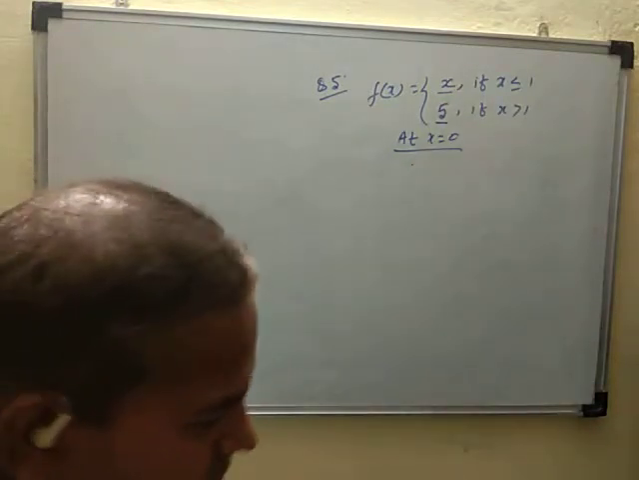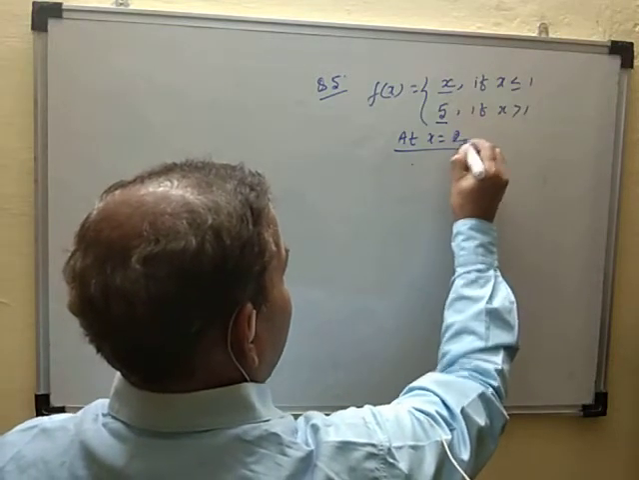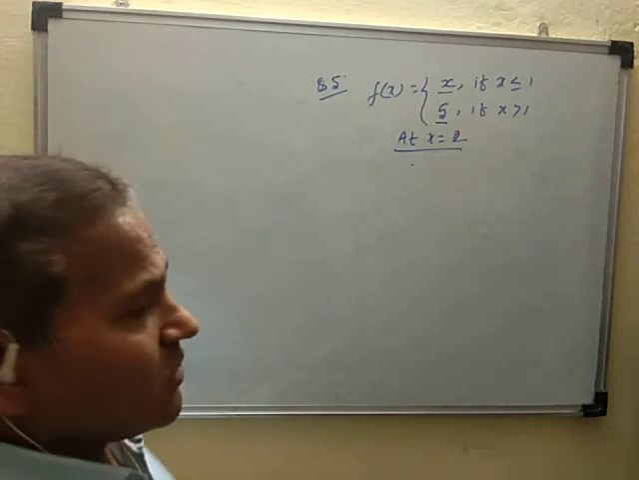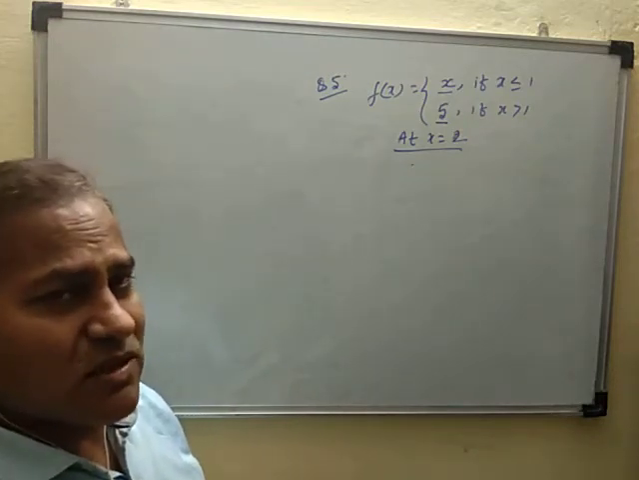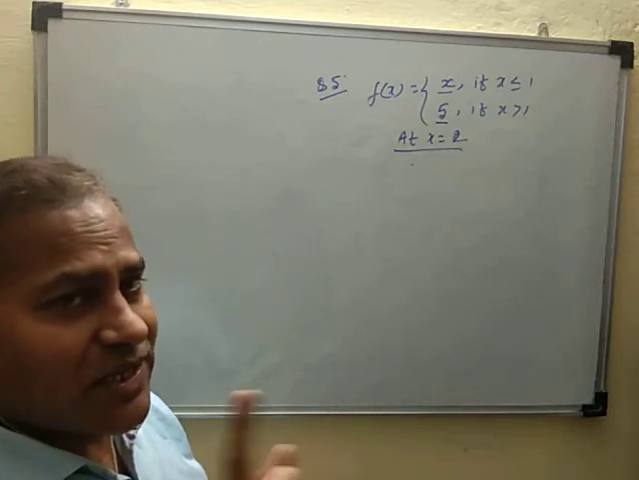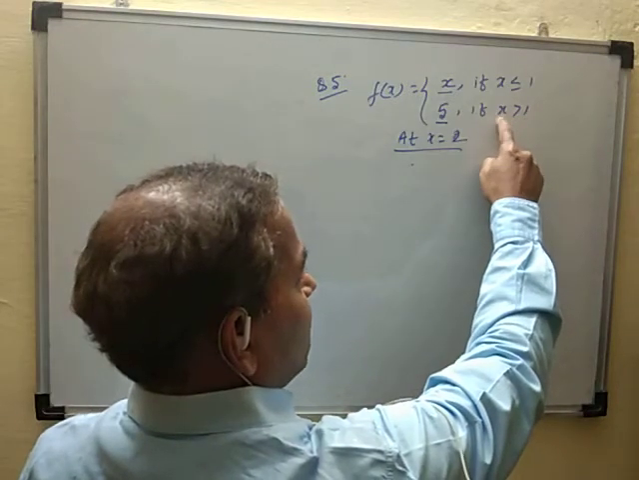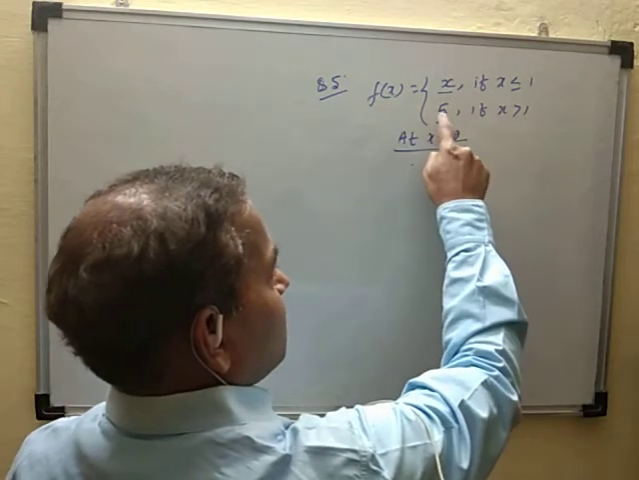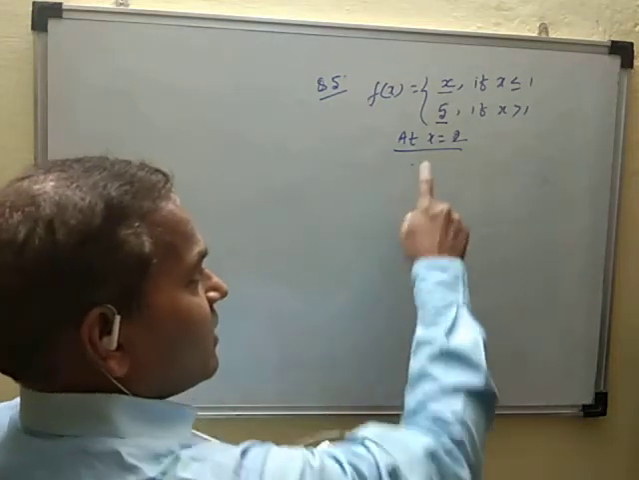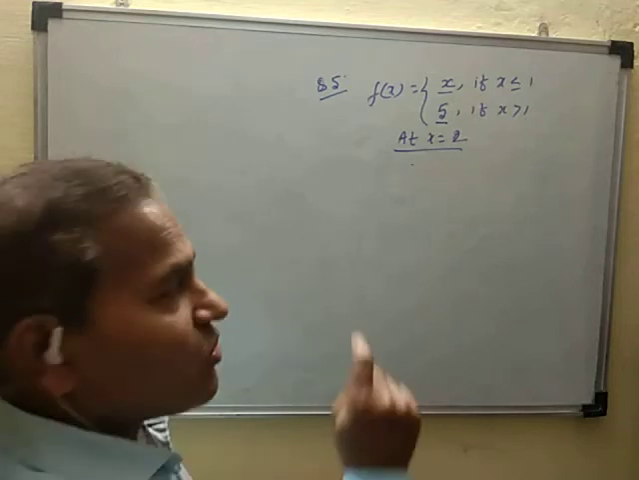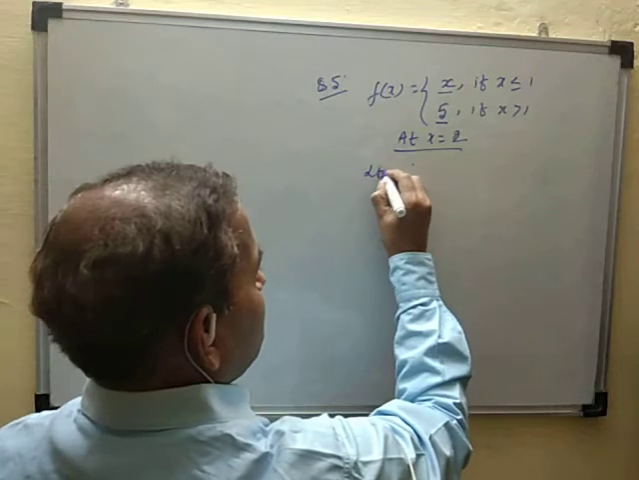So, at x is equal to 2. For the left limit, 2 minus is always greater than 1, because when x is greater than 1 the function value is 5, a constant value, and here x is equal to 2, which is greater than 1. So now find the direct limit value.